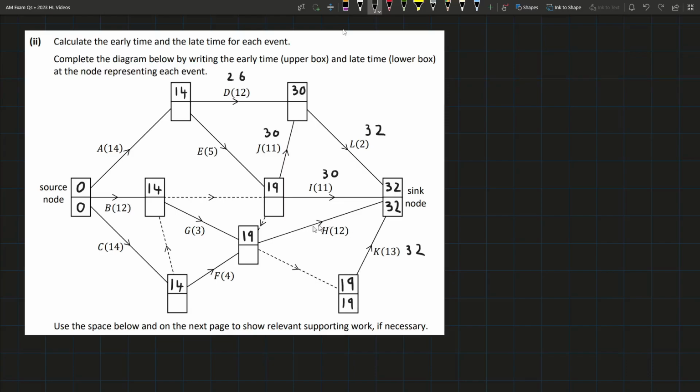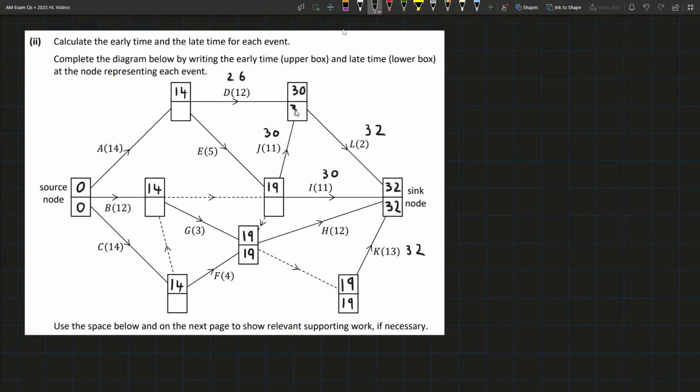Now the two arrows going back into this box, we have 32 minus 12, that's 20, or we have 19. We have to choose the smaller of the two, so it's going to be 19. We have to choose the smaller of the two, because if we wrote 20 here, then we have the 20 plus this 13, that would be 33. The project would actually get delayed, and that's why we have to choose the smaller of the two to make sure it doesn't get delayed.